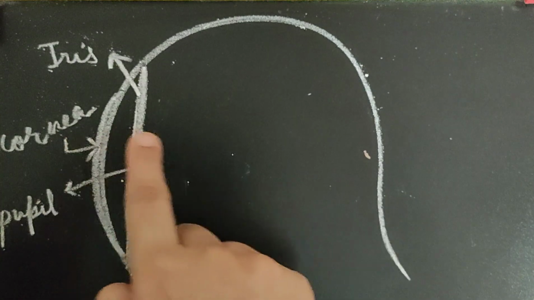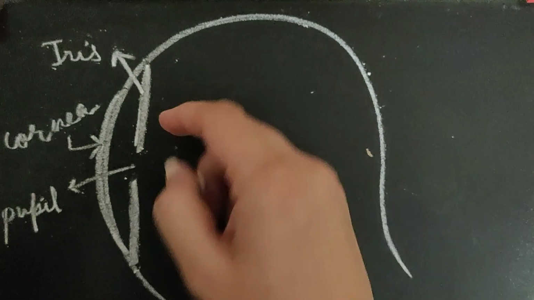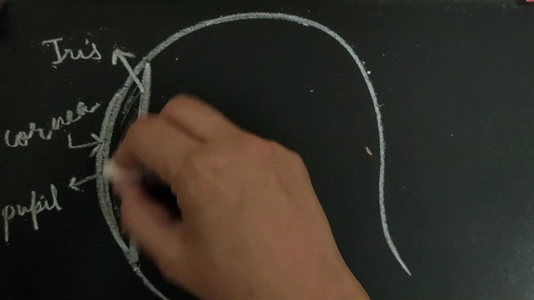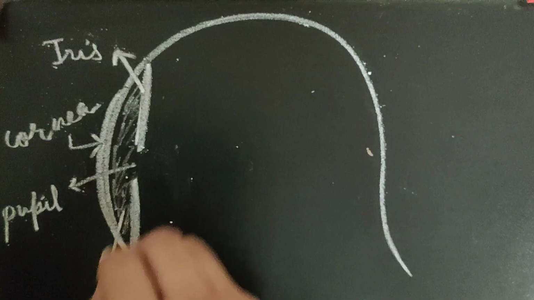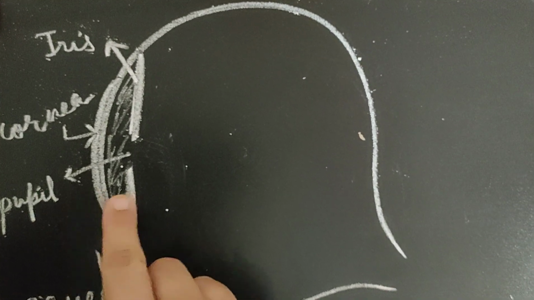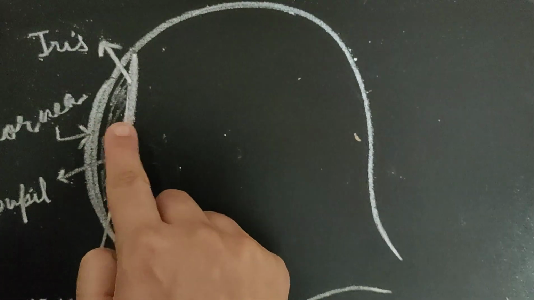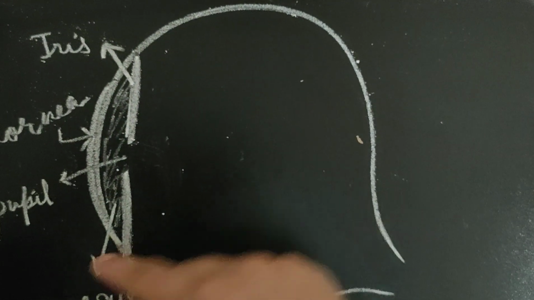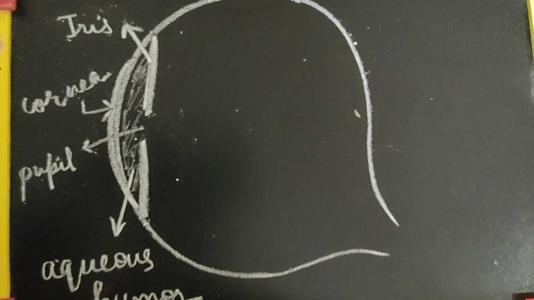Now in between the cornea and the iris is a watery fluid, obviously it is transparent, known as aqueous humor. This is here for nutrition of the tissues present here, as well as to support the shape of this eyeball. So there is this fluid called aqueous humor.